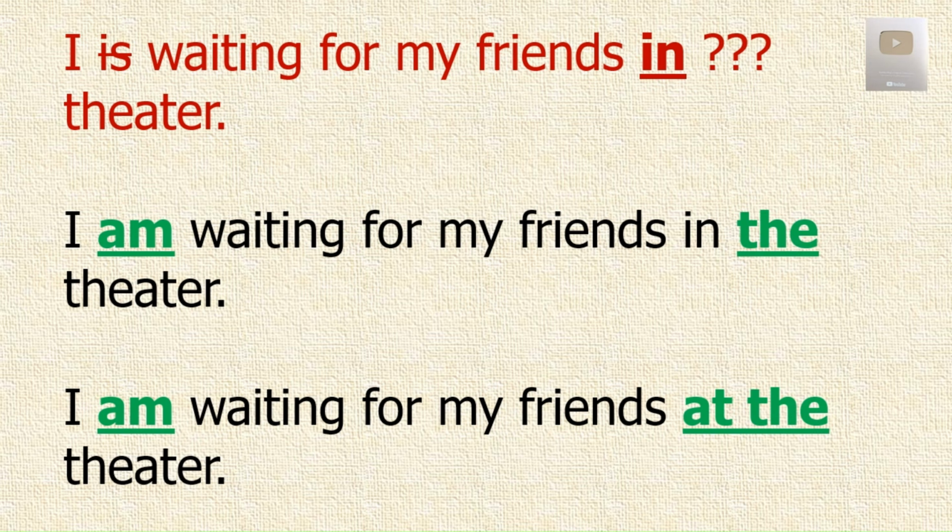In means you are inside the theatre. But suppose you are waiting outside, or suppose you've just reached the theatre, then you can change in also and say I am waiting for my friends at the theatre. There are two ways of correcting this one sentence.